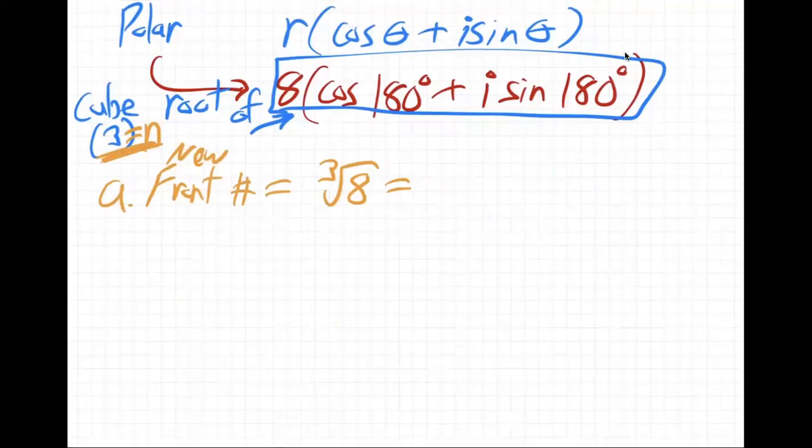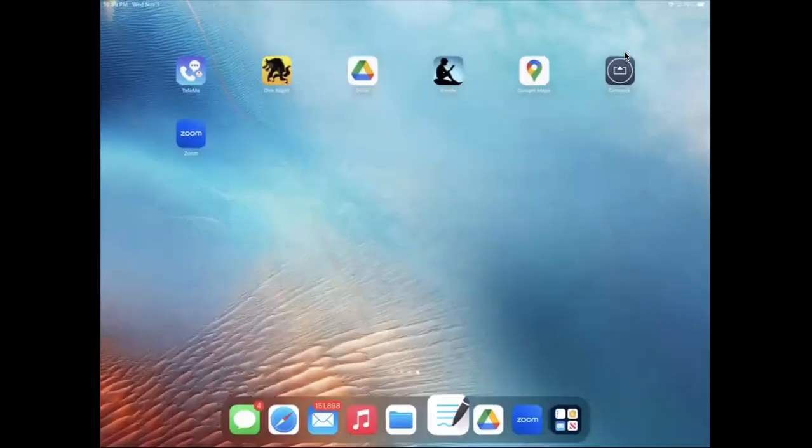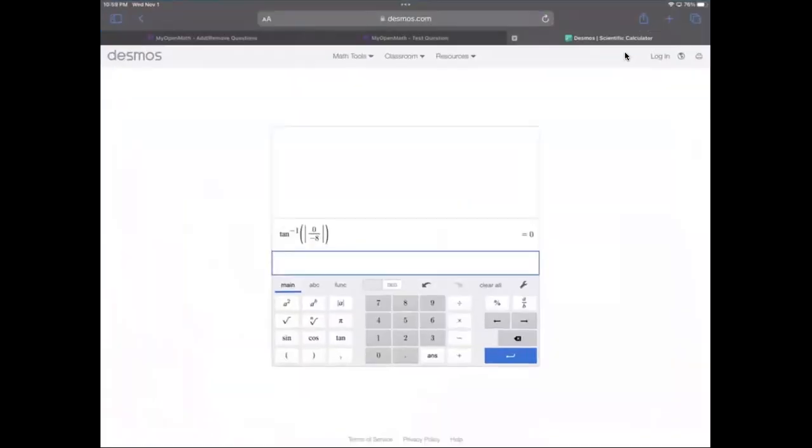So I'm doing a third root, so n is 3. So it's the nth root of r. So it's the third root of 8. What is that? That's 8 raised to the 1/3 power. So I'll go to the Desmos calculator and show you that's 2. So 8, or you can just hit the cube root.